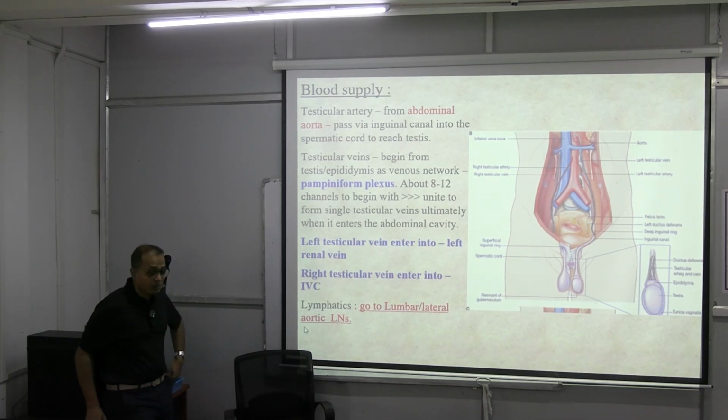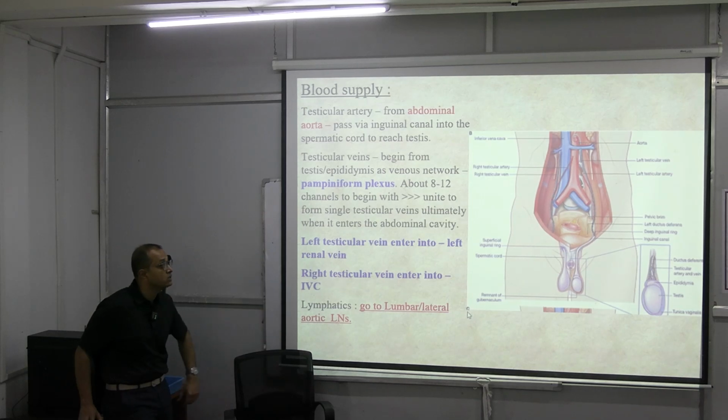So, this descent of testis we are going to learn in embryology classes, but the region which is going to drain the lymphatics from the testicles is in the lumbar region. That means if you have a tumor or infection in the testicles, the lymphatic channels are going to drain to the lymph nodes in the lumbar region. That is what you have to keep in mind.